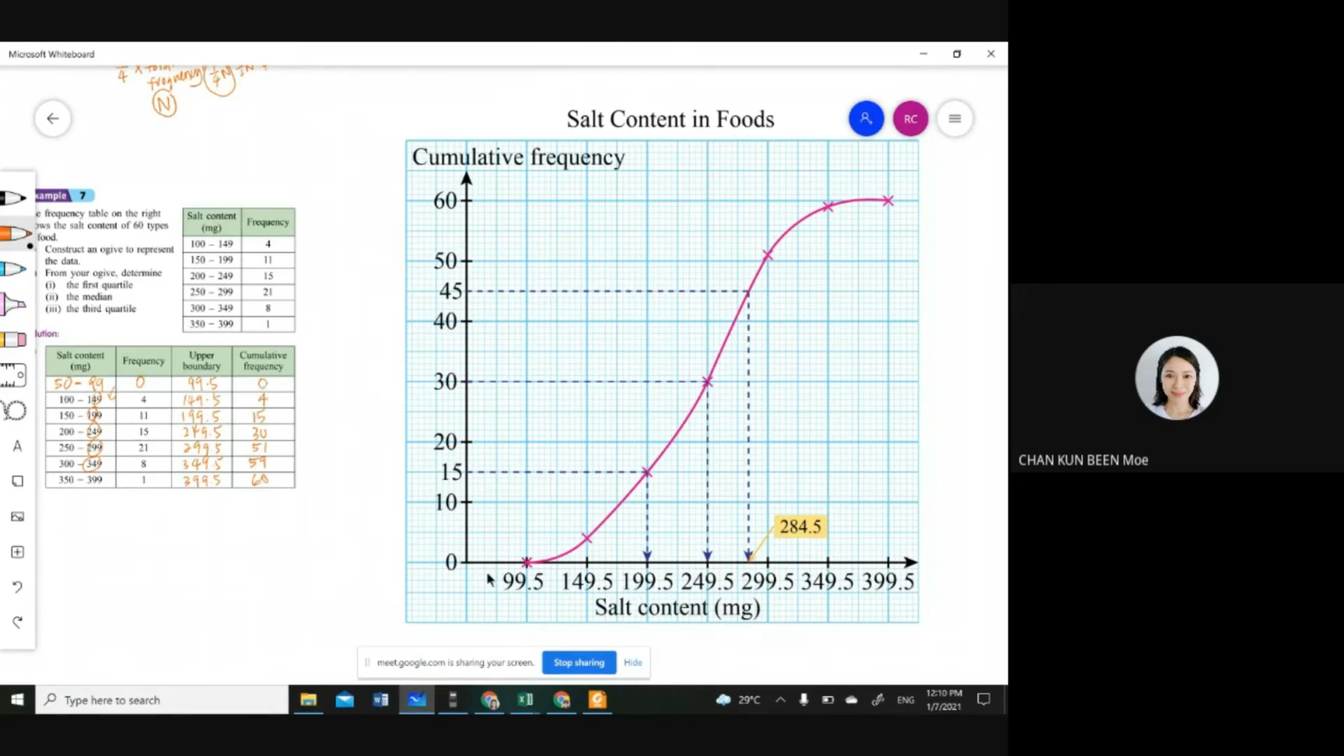So 0 is here, followed by 4, this is the 4, followed by 15, this is 15, followed by 30, 30, followed by 51, 51. After that, 59, 60. So lastly, you join it with a smooth curve until you get the smooth one. Make sure you always get the smooth curve like this. So you can see actually this is half of the bell shape. If we add on another half, it will be this way. So you are going to get the bell shape. Now, this one, we call it ogive.